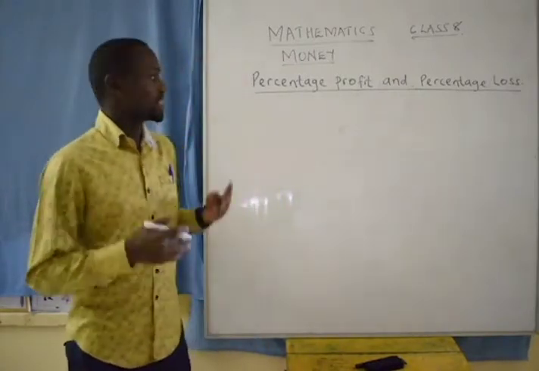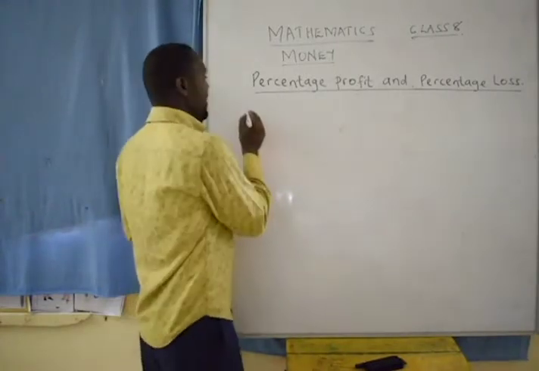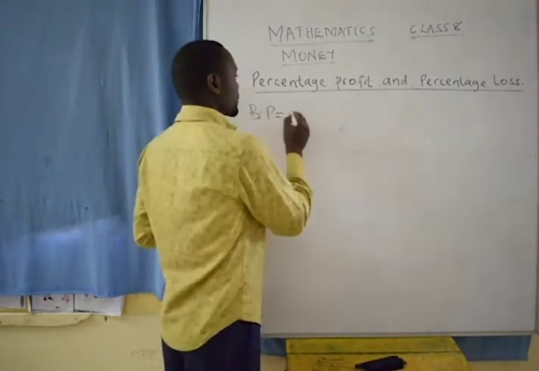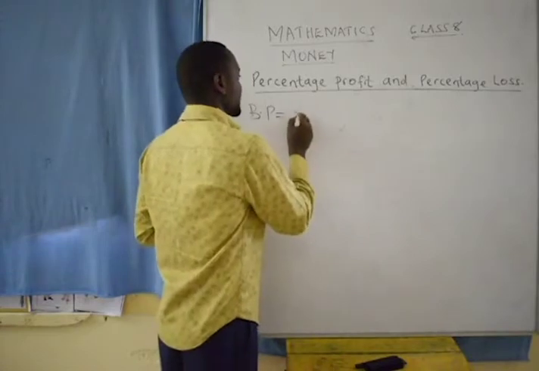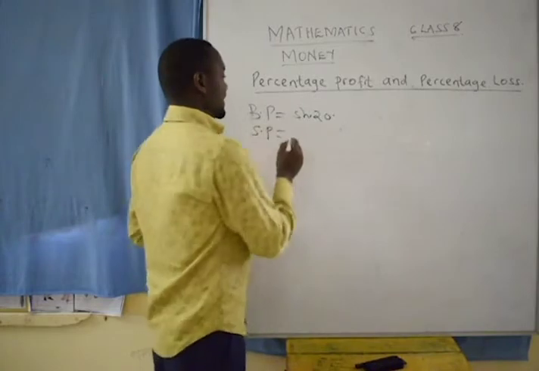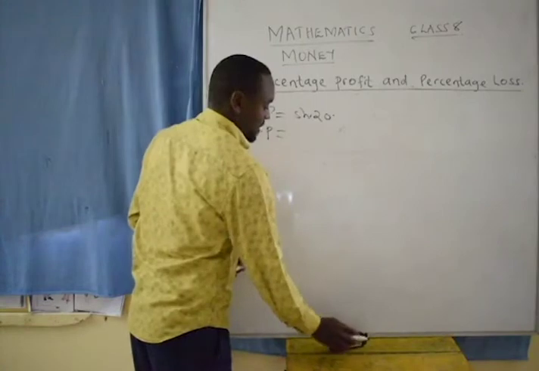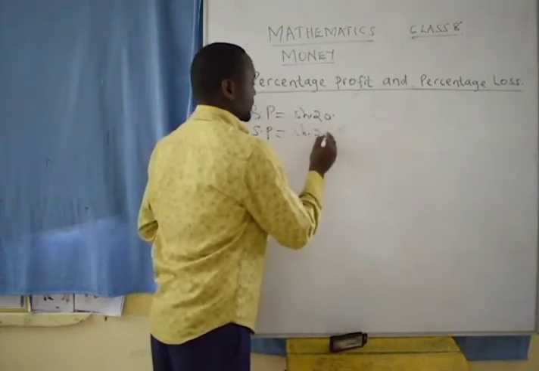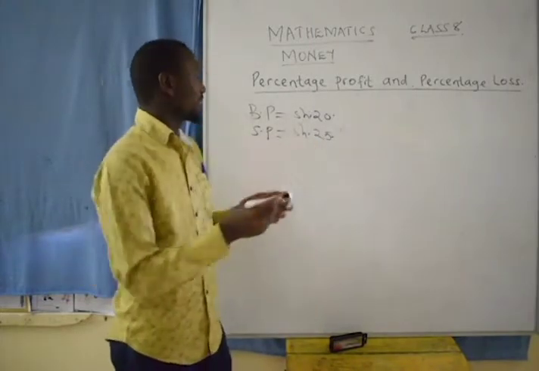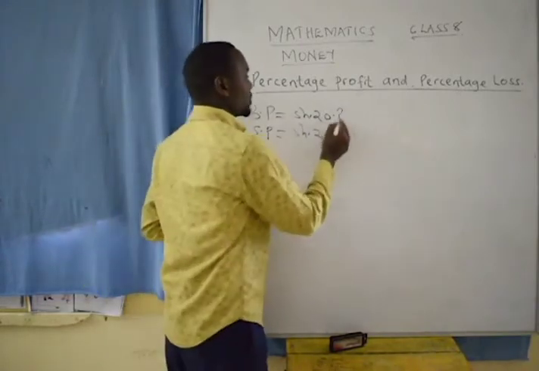The amount of money that you spend when buying is called the buying price. For example, if you bought a pen for 20 shillings and you sell the pen at 25 shillings, this means that you've sold the pen at a profit. Why? Because the buying price is less than the selling price. So in this case, this is the profit.